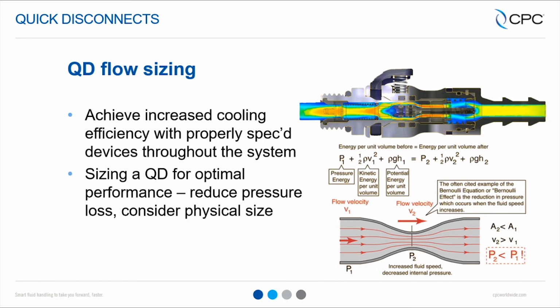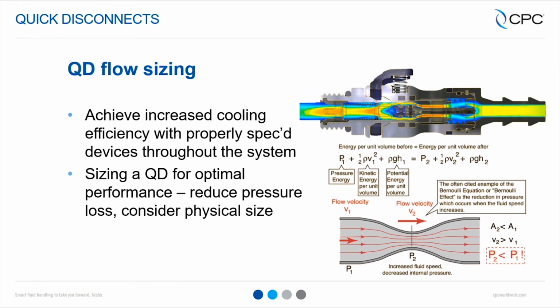So higher flow means more heat can be moved. That being said, it's not always practical from a system efficiency and safety standpoint to simply increase the pressure and flow. And so careful analysis upfront of the impact of the quick disconnect on overall system performance is critical.